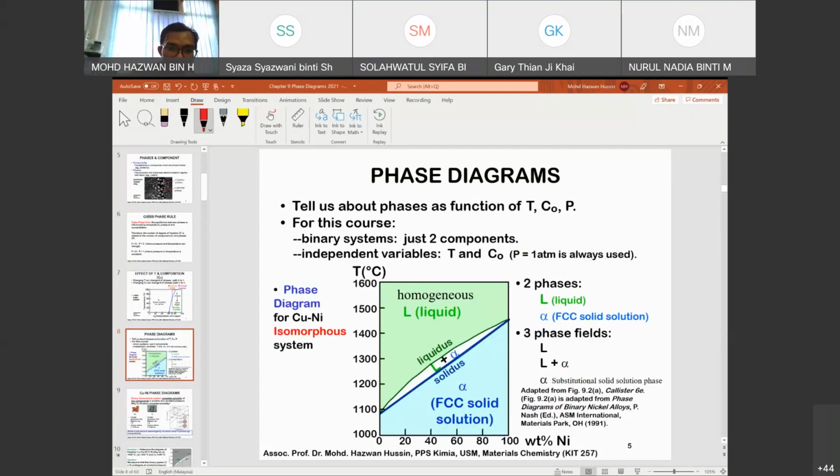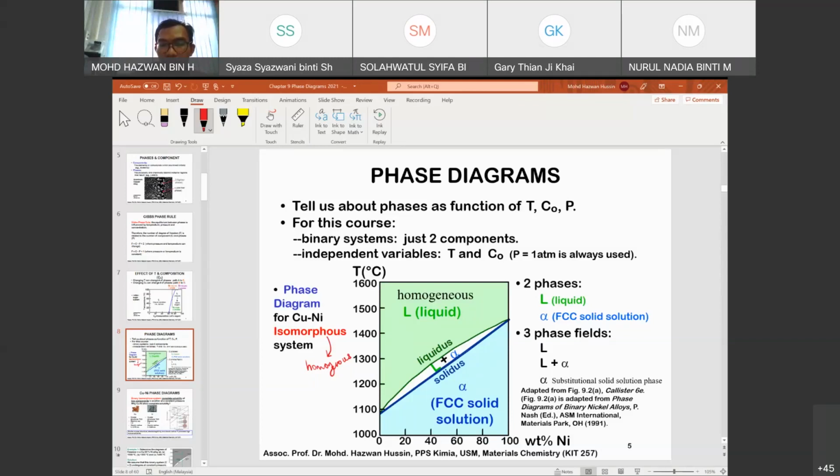Right. So isomorphous, where is my pen? Okay, here. Isomorphous actually means that this is homogeneous. Homogeneous system. So you have a phase diagram of the copper nickel isomorphous system. So this is a very classical or very general phase diagram of a homogeneous system or isomorphous system.